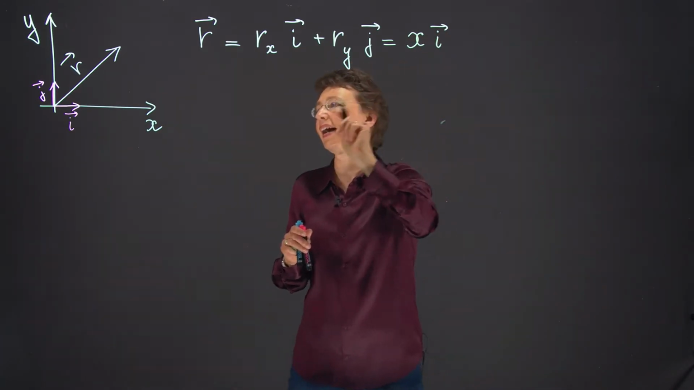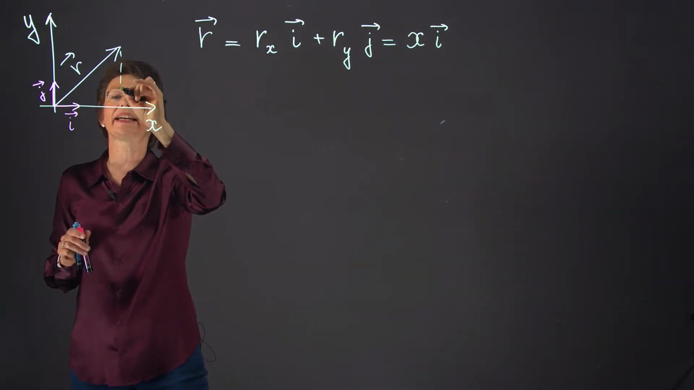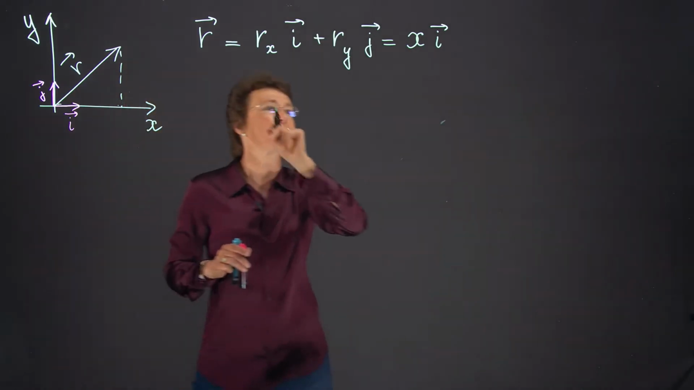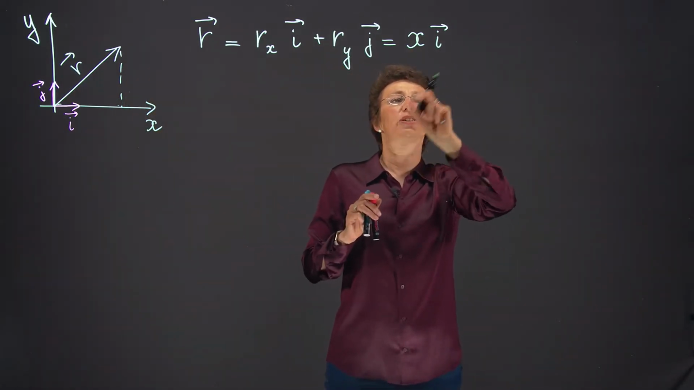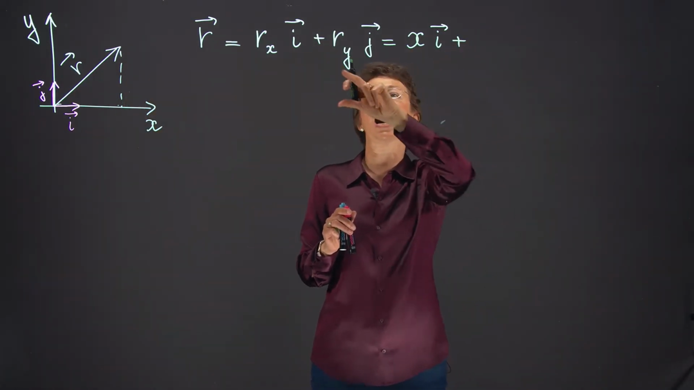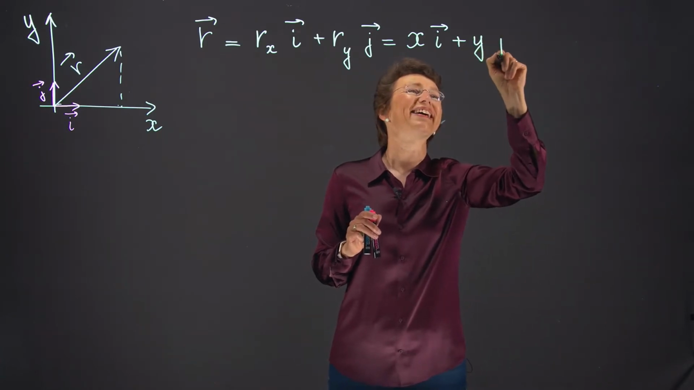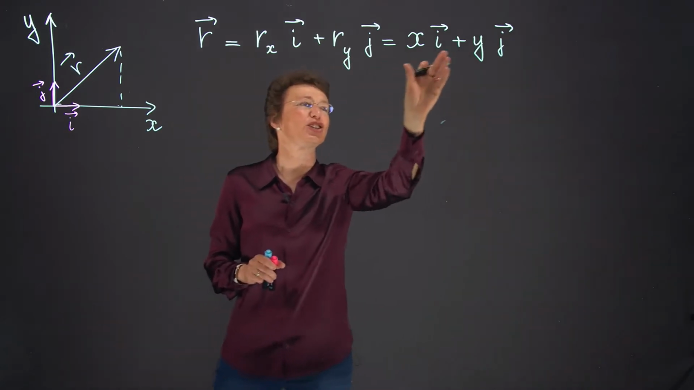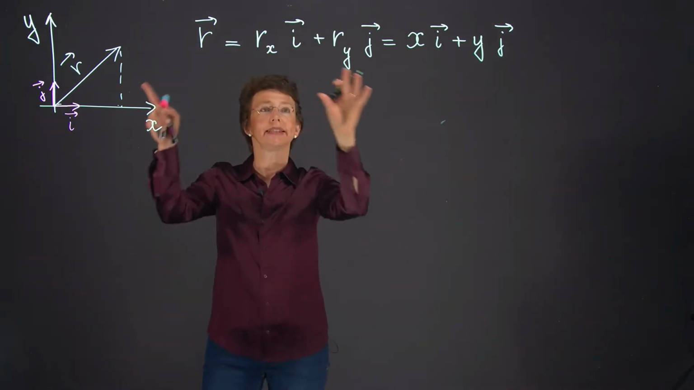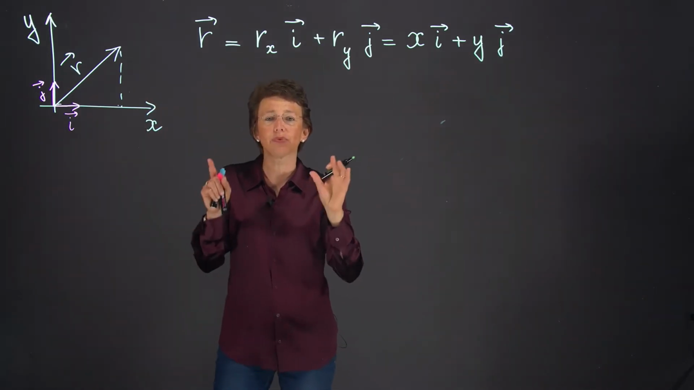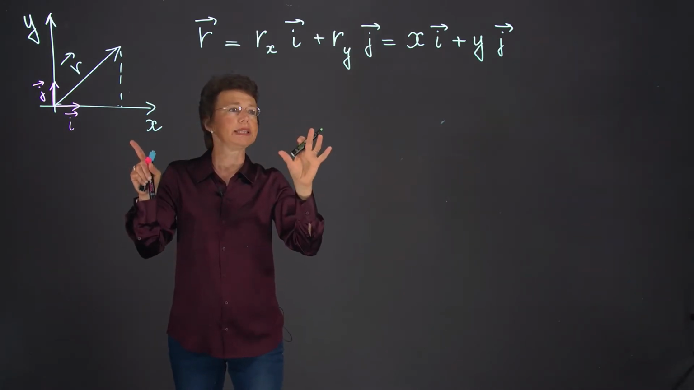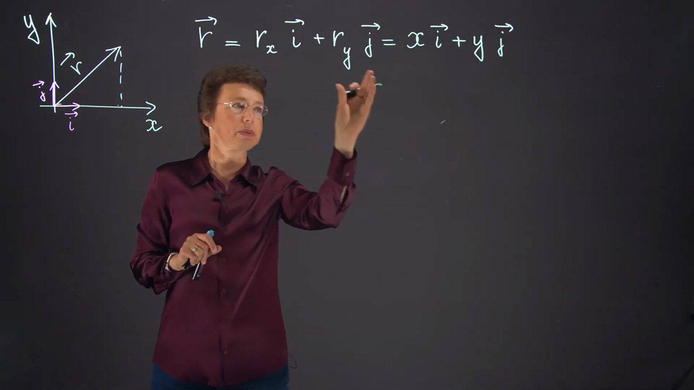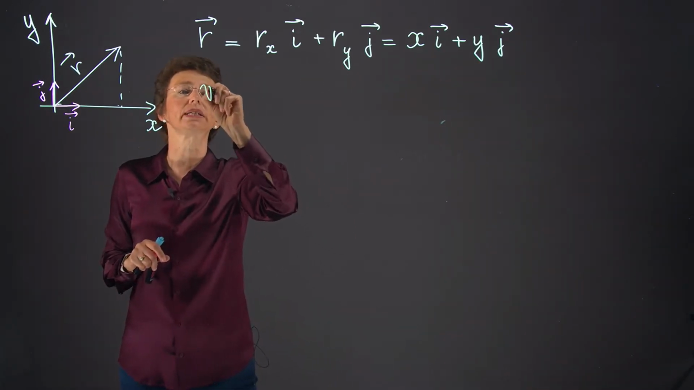x i, where x is the x component of r, this leg of this triangle, x, times unit vector i, plus r sub y will be called y j. Okay, so this is our position in two-dimensional world, and in this video, we will derive all the formulas that we will need to solve problems on two-dimensional motion. This is the position. Now we need the velocity.